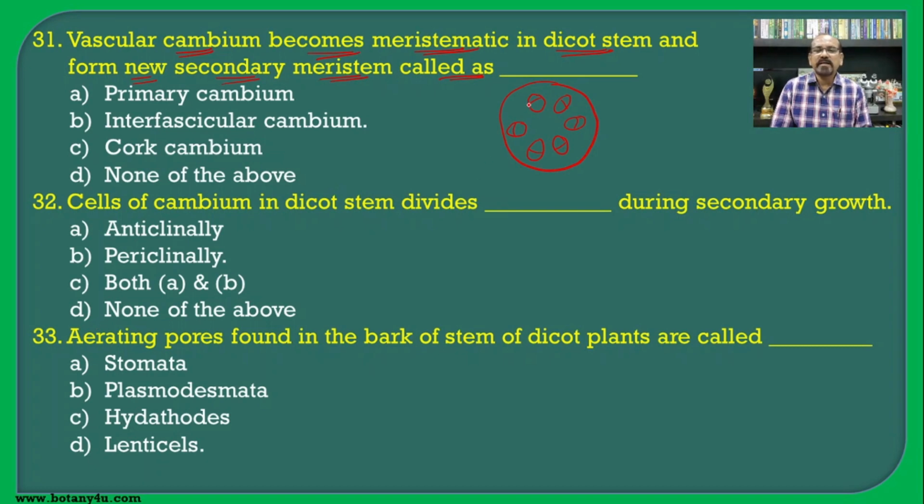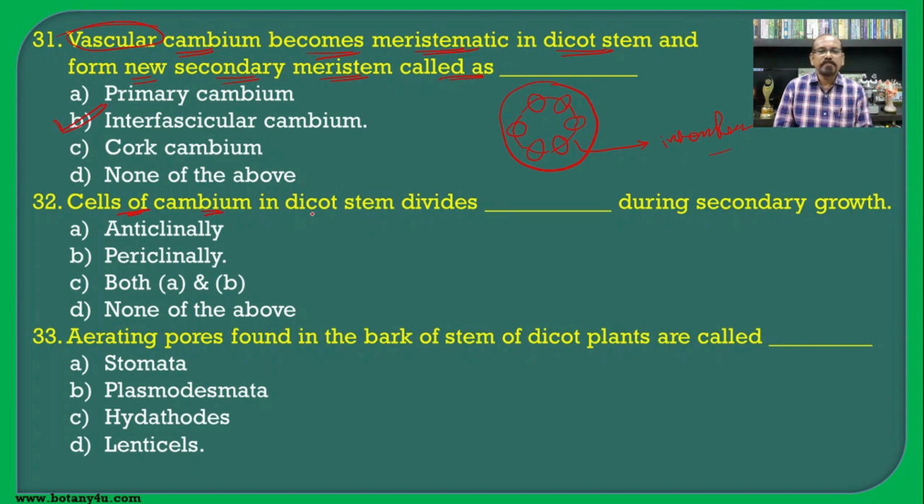But during the secondary growth, there is a lateral growth of this intrafascicular cambium, and later on there is a formation of the cambium ring. So this cambium, which is developed later on, is known as the interfascicular cambium. Such interfascicular cambium is developed from the fascicular or intrafascicular cambium, and hence interfascicular cambium becomes the answer for this question.